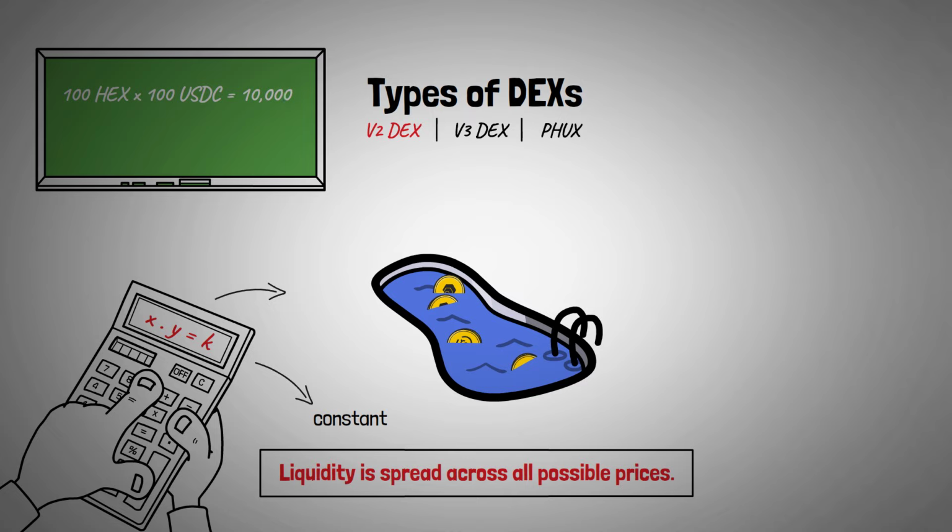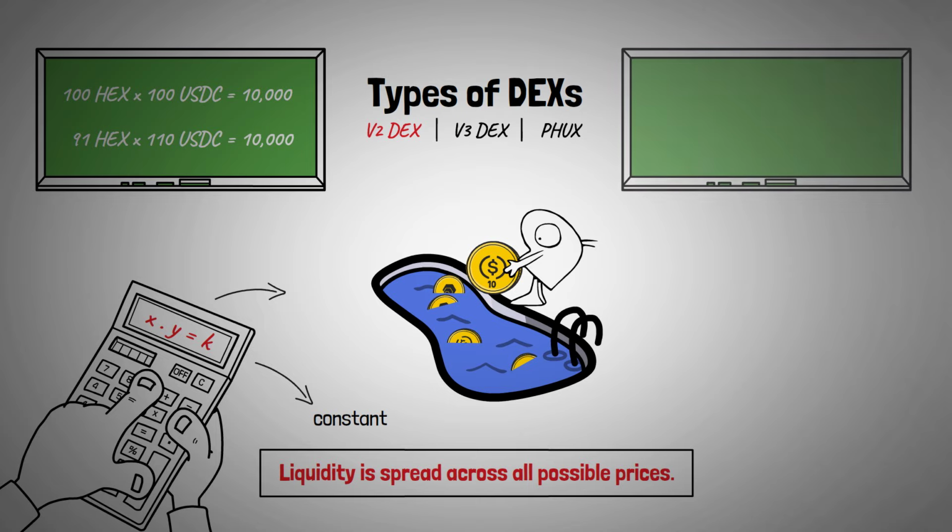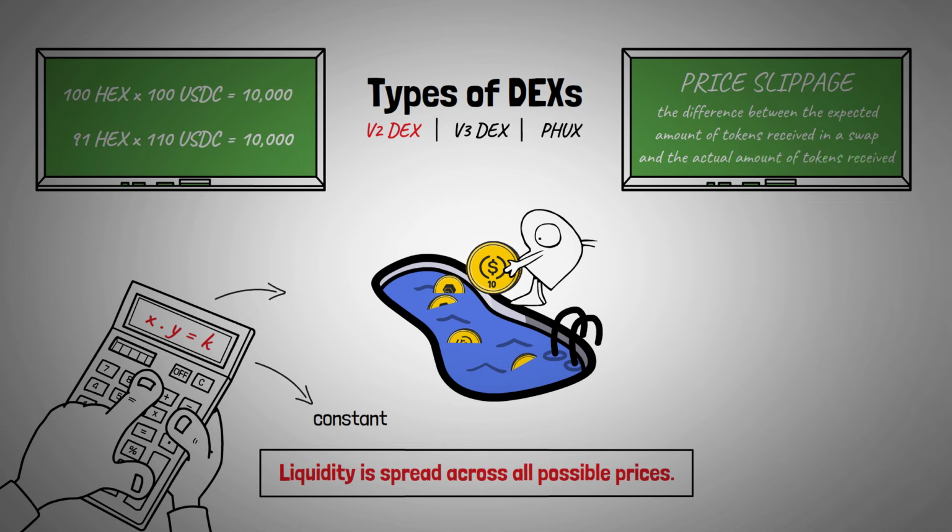If someone buys HEX by adding 10 USDC to the pool, the USDC in the pool increases to 110. Using the formula, we calculate the new amount of HEX to be 91, resulting in a price increase for HEX due to the purchase. An essential concept to understand here is price slippage, which is the difference between the expected amount of tokens received in a swap and the actual amount of tokens received, based on the available liquidity. In this scenario, the buyer received only 9 HEX tokens instead of the expected 10.